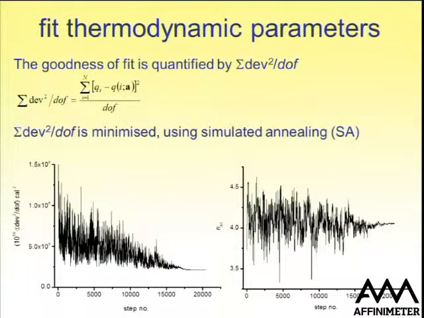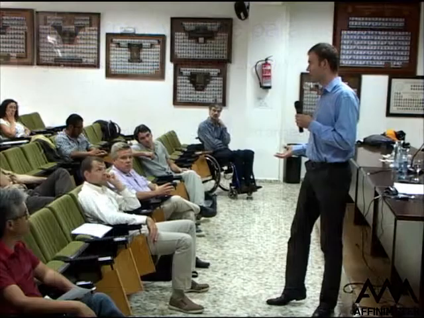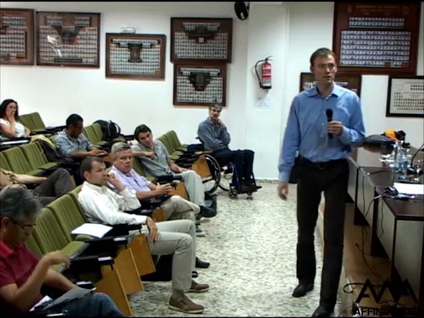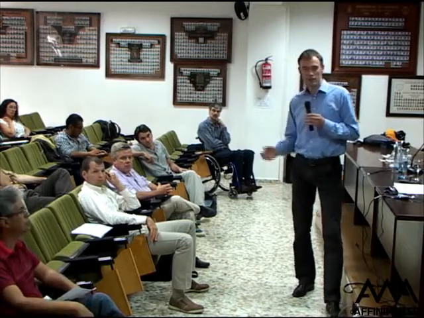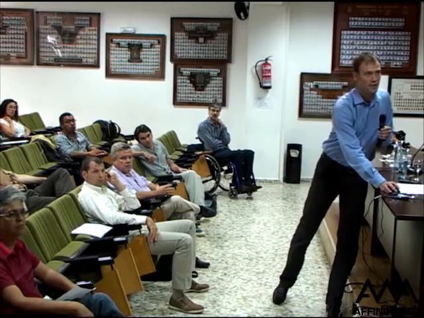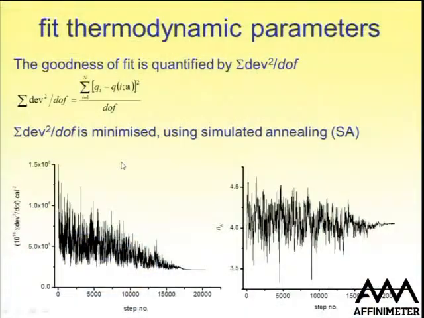This is essentially what everyone does and what all of your software packages do, even if you may not see it. And what you now need to do is minimize this sum of square deviations divided by degrees of freedom. In our case, we use simulated annealing. What that means is that we allow parameters to just vary randomly, and we ask essentially a Boltzmann question. If the fit becomes better, the step is always accepted.